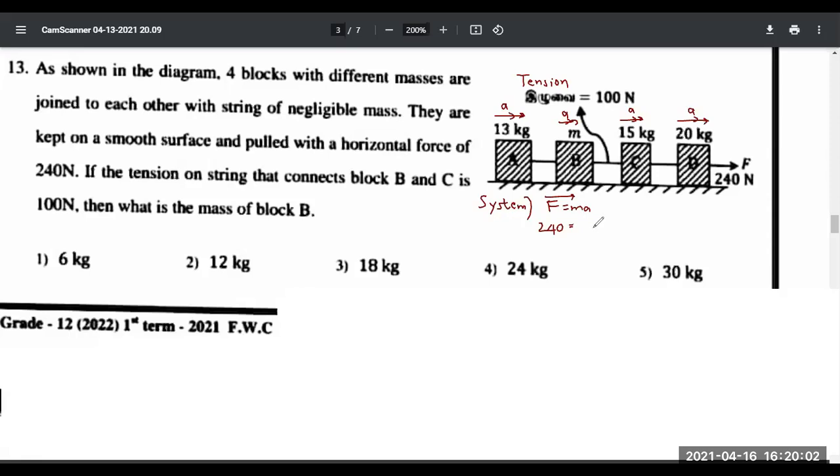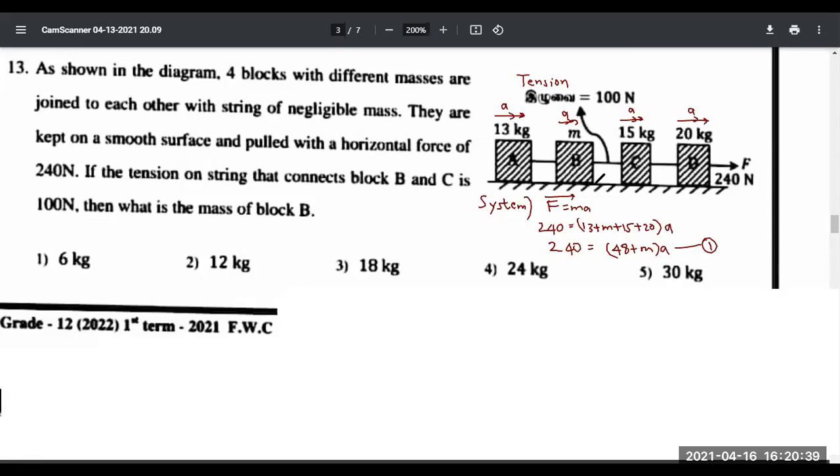And for mass, what should I put? 13 plus m plus 15 plus 20. The whole thing, 1, 2, 3, 4. And a is the total acceleration. Therefore, we'll be getting an equation: 240 equals 13 plus 15 is 28, 28 plus 20 is 48, plus m, into a. I'll take it as equation 1. There are two unknowns, m and a. So I need two equations. With one equation, I cannot solve this.